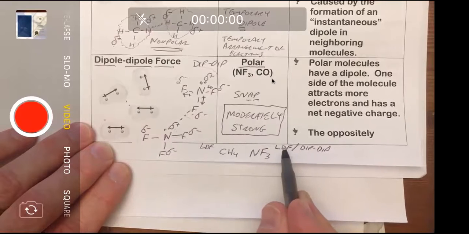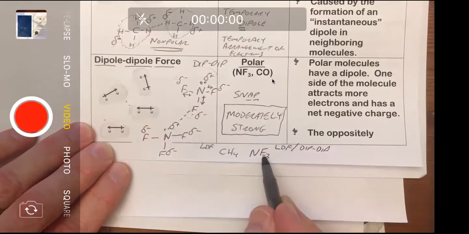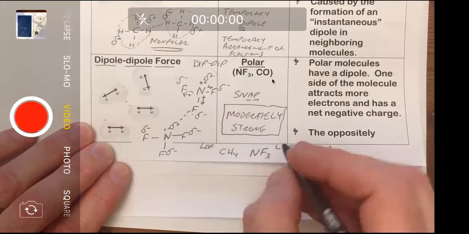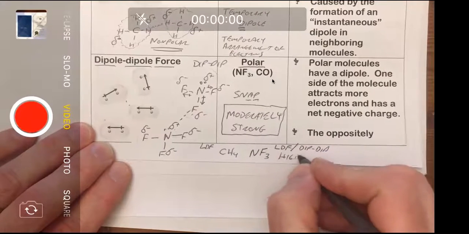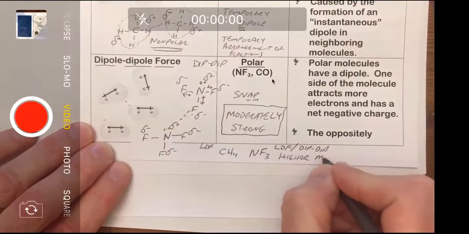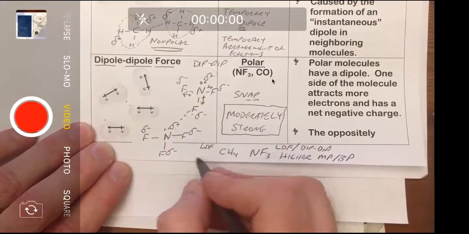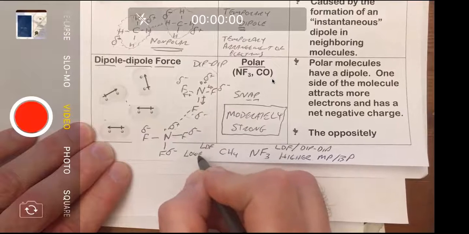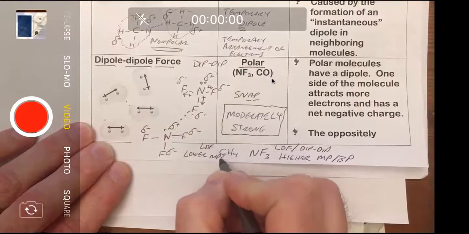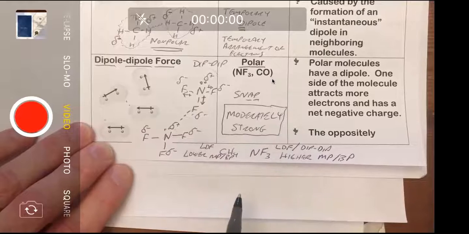because dipole-dipole forces are the stronger of these two. So that means that if NF3 holds on to its neighbors more tightly, it's going to be harder to separate from their neighbors, which means that NF3 is going to have the higher melting point, boiling point. CH4 is going to have the lower melting point, boiling point.